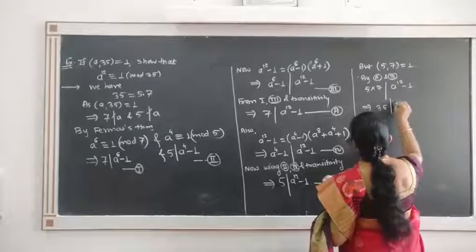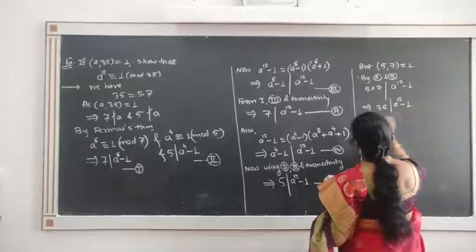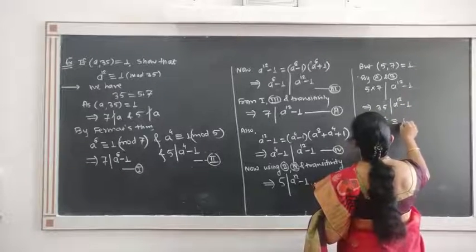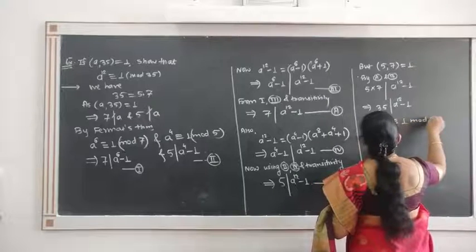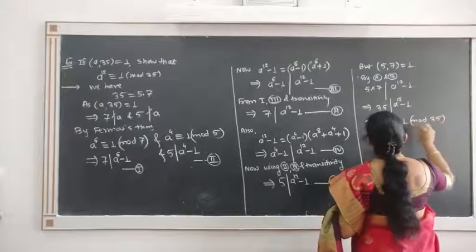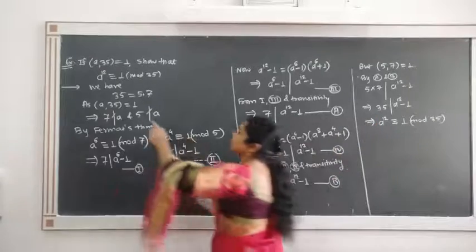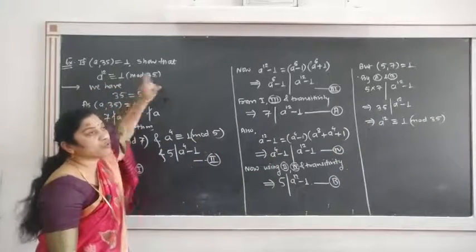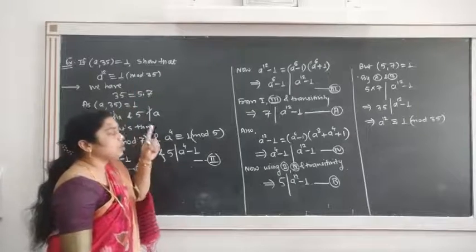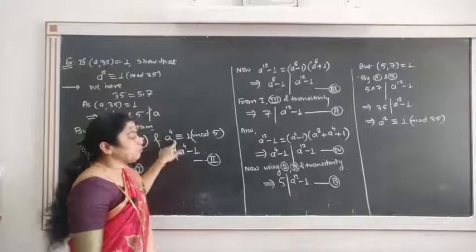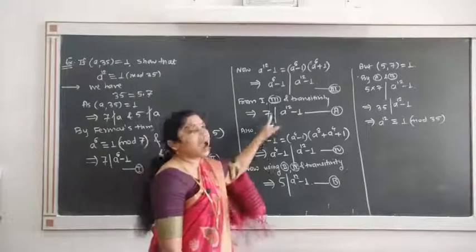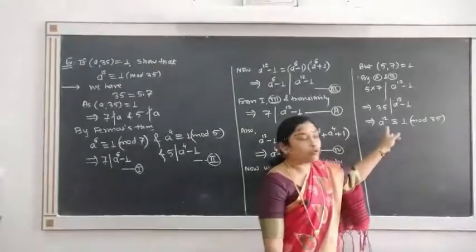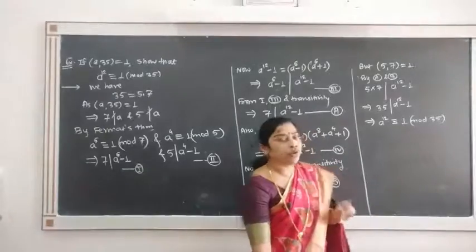So 35 divides A raised to 12 minus 1, means that A raised to 12 is congruent to 1 modulo 35. We want to prove the same, that A raised to 12 is congruent to 1 modulo 35. So we have used Fermat's theorem, property of divisibility and transitivity to show that A raised to 12 is congruent to 1 modulo 35.